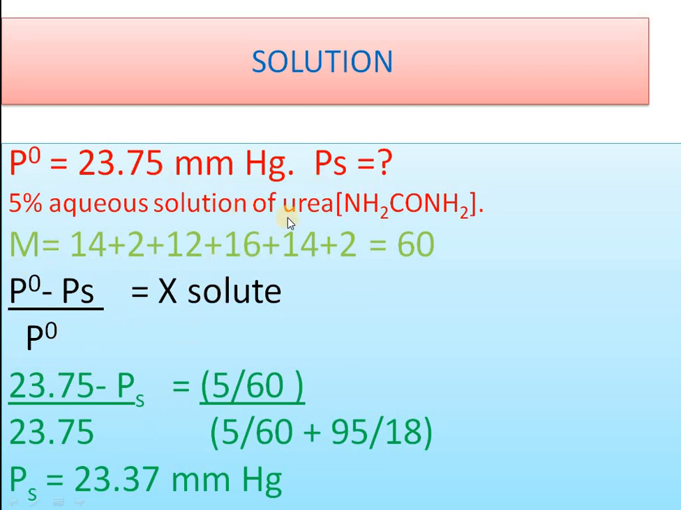P0 minus Ps divided by P0 is equal to mole fraction of solute. Solute was what? Urea, 5%. 5 by 60, 5 by 60 plus 95. Number of moles divided by total moles. So hopefully you have understood that.